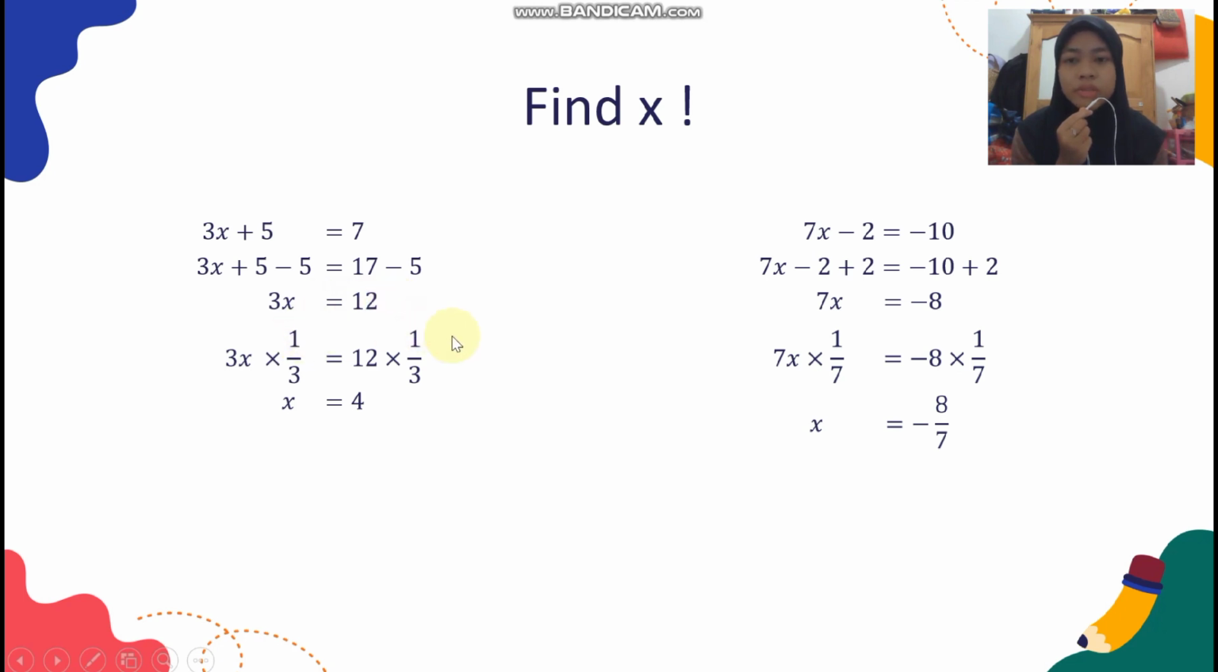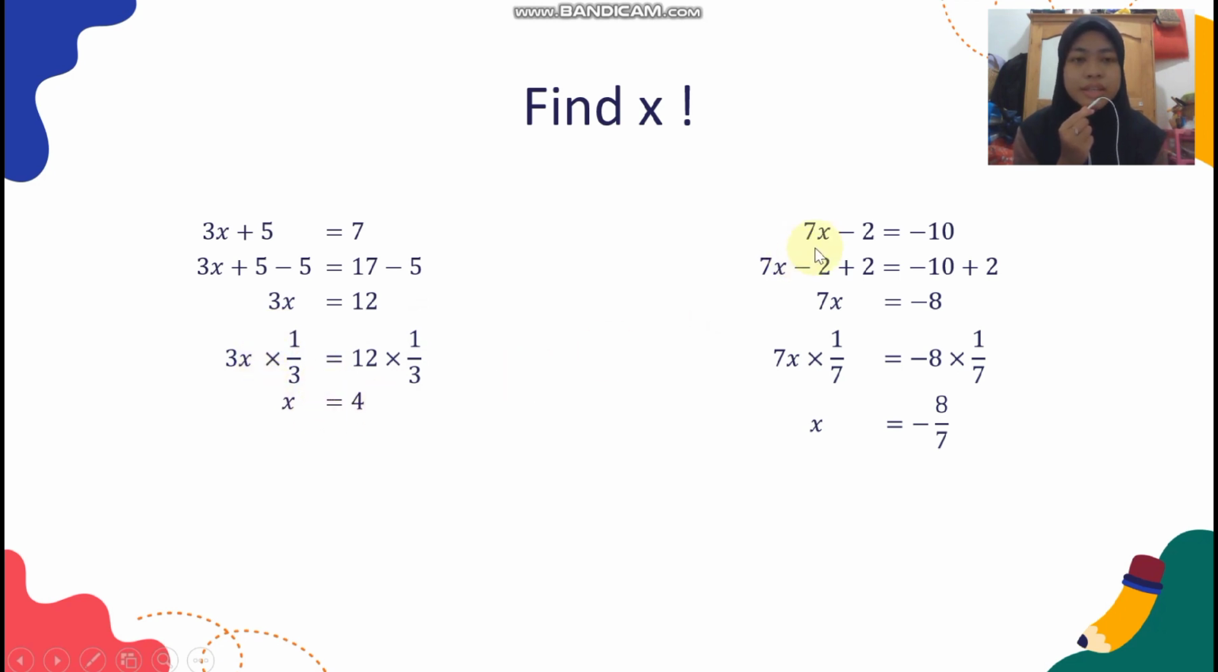And on the left and right side we can multiply by 1/3, and it will be 3x times 1/3 = 12 times 1/3, and it will be x = 4.